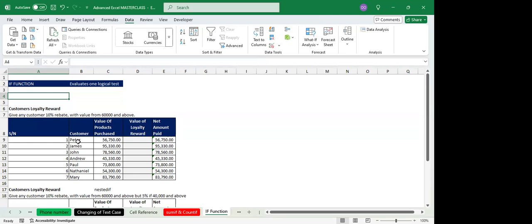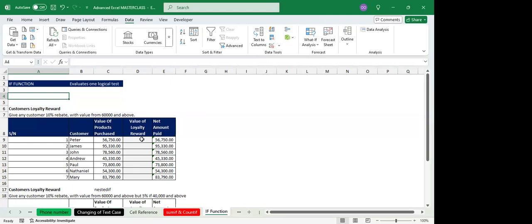And then I have some people here who have made some amount. So let's not say 200,000, let's just say 60,000 right now. Some people are buying up to 60,000 naira. Some people are buying less than 60,000 naira. For example, this guy, Peter, is less than 60,000. This guy is more than 60,000. This one is more than 60,000, right? Now, based on that condition, I want to use Excel to calculate the value of the discount they will get.